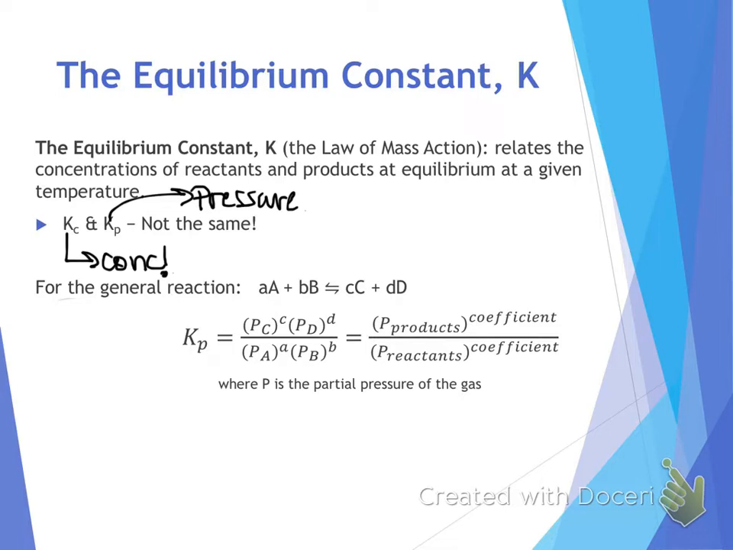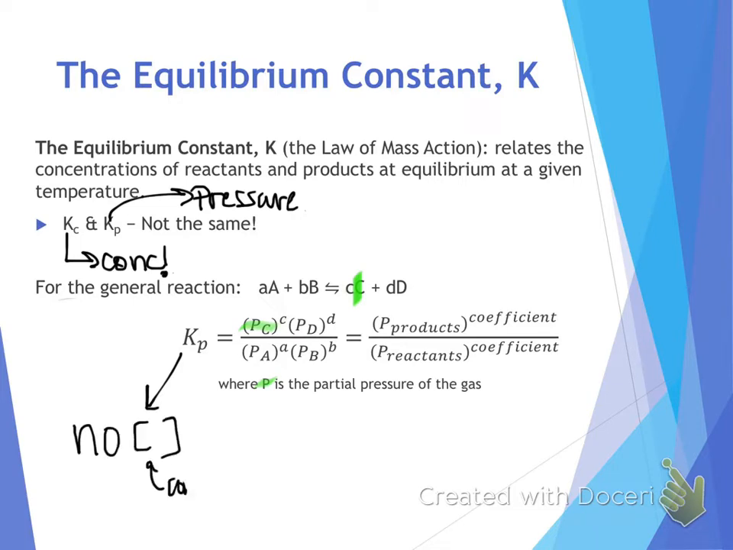So we see that in our general little equation here. Notice how the partial pressure is represented. We use that capital P to represent partial pressure. The subscript is for what compound it's for. So this is a partial pressure of C, and then it's raised to the power of its coefficient, that little lowercase c there. When we're using Kp, we do not use brackets.